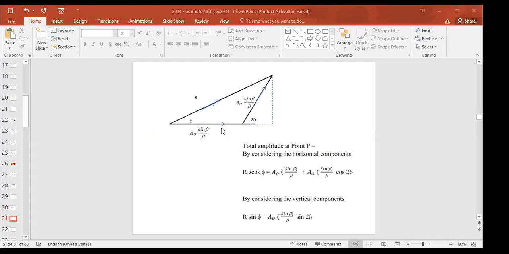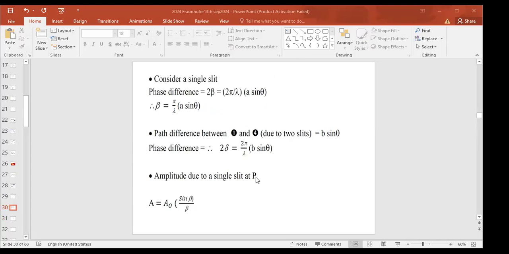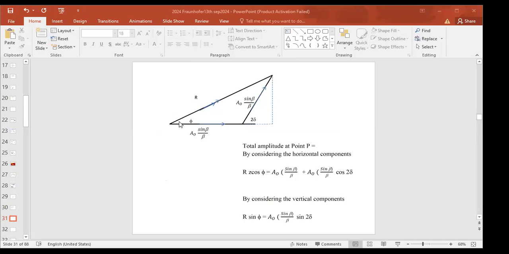Now, let's consider two waves, 1 and 4. At the point P, this is A naught sin beta over beta, and this is the second one, A naught sin beta over beta amplitude, with a phase angle between them, and this is the resultant of those two. Now we have to calculate the R value. To calculate it, you can use the Pythagoras relationship. This is the amplitude of the first one, and this is the amplitude of the second one, the same again, but the angle is 2 delta because we consider it as 2 delta.